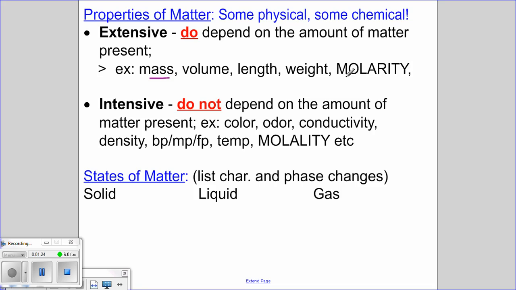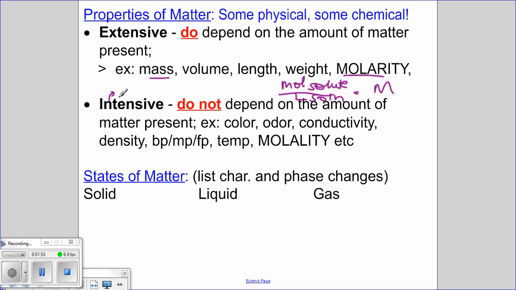Molarity is one that you may or may not understand how that is an extensive property, but if you remember the definition of molarity is moles of solute per liter of solution. SOLN is solution. Here we know that the moles of solute is kind of telling you how much is in a liter of solution. So you can have more moles in a liter of solution, that's going to be a higher molarity. So definitely know your molarity definition, and it is extensive.